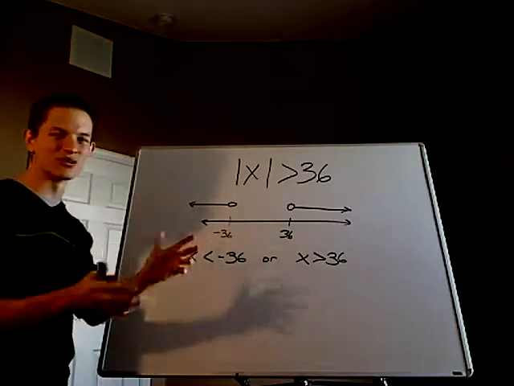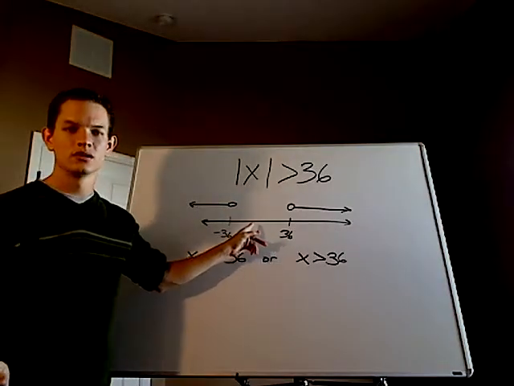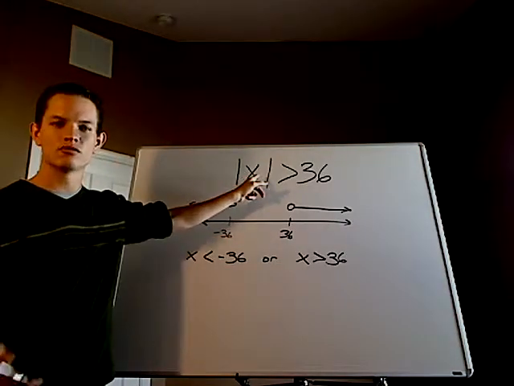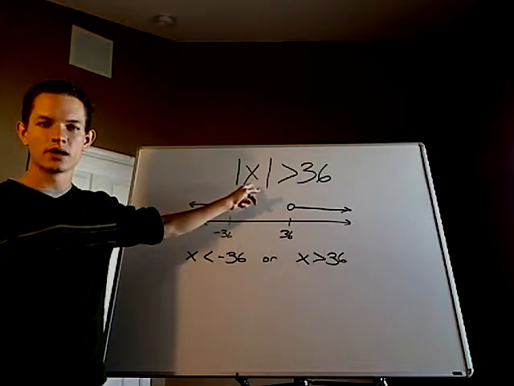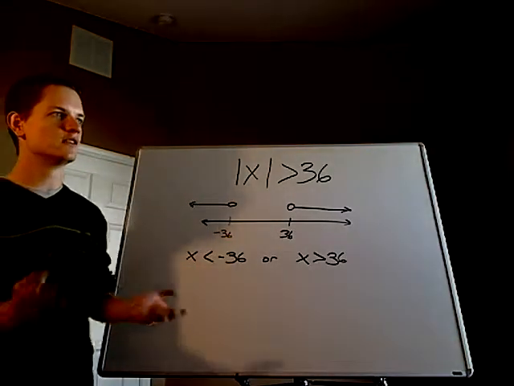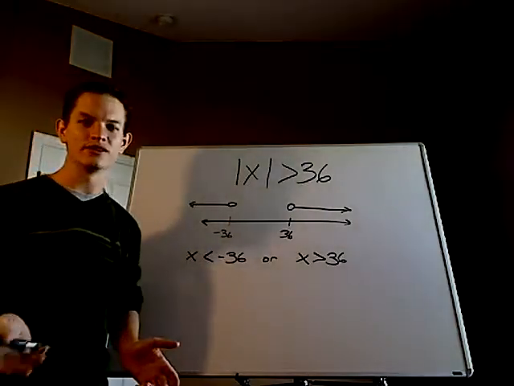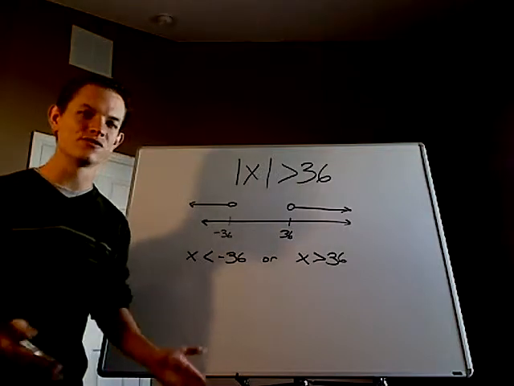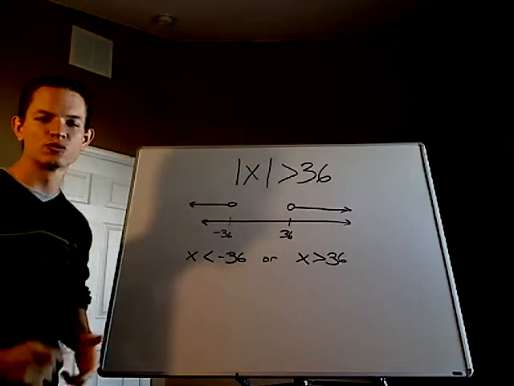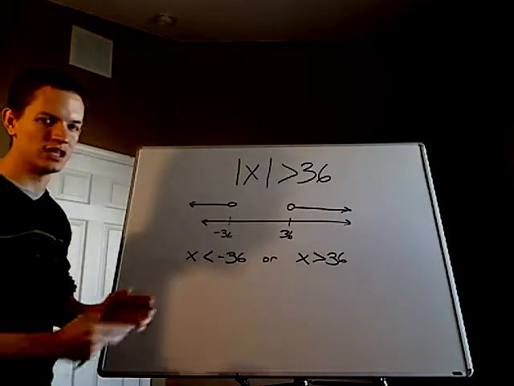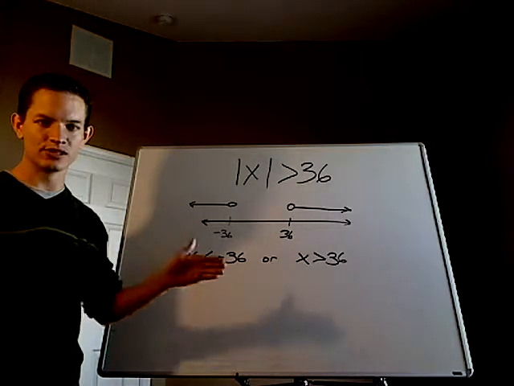And if you want, you can always plug in numbers to see, okay, I'm kind of confused. Is it like this, or is it the in-between? Does 0 work? No. Is 0 greater than 36? No, it's not. Does negative 1 work? The absolute value of negative 1 is positive 1. Is 1 greater than 36? No, that's a false statement. So you're not going to have any solutions in between. That's one way to double check yourself to see which way you're going to do the absolute value and how you would set up your intervals.